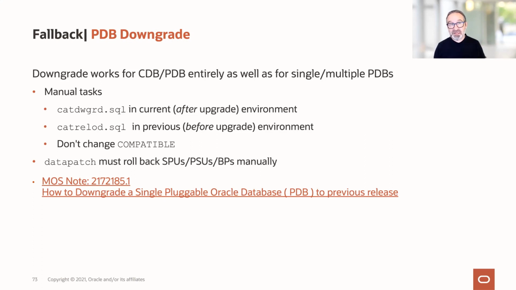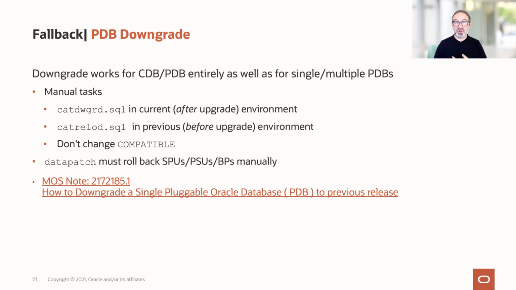Because when we do a downgrade, we can downgrade the entire CDB or the PDB alone. And when we run the catdwgrd script in the after-upgrade environment and catreload in the previous, before-upgrade environment, and we didn't change compatible, we may be back in 15 or 20 minutes because the downgrade is very fast. So this is a good option to go backwards, especially when your database is very big. But it has one real disadvantage here. You have a container database with compatible 12.1.0 after going to 19c. So first of all, this will not give you many of the good multi-tenant features. And second, you will need extra downtime at some point to change compatible.